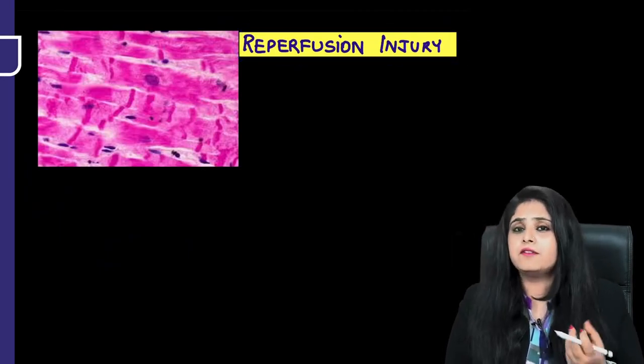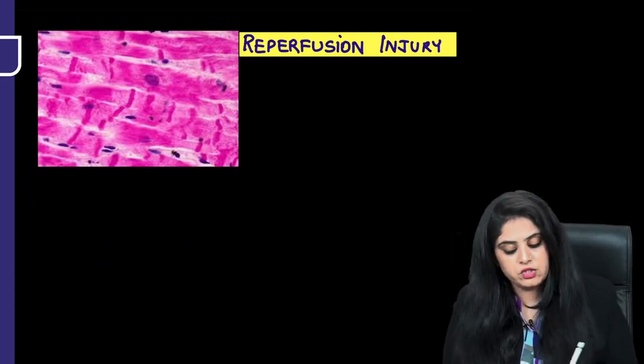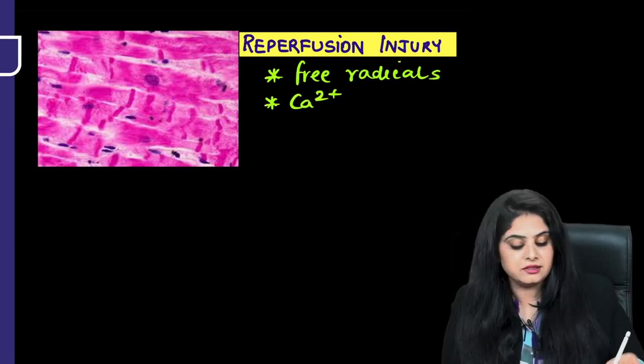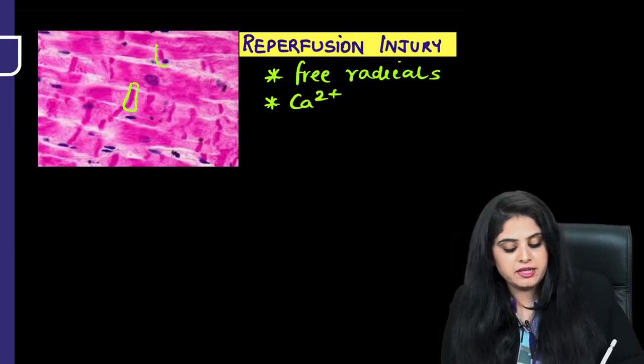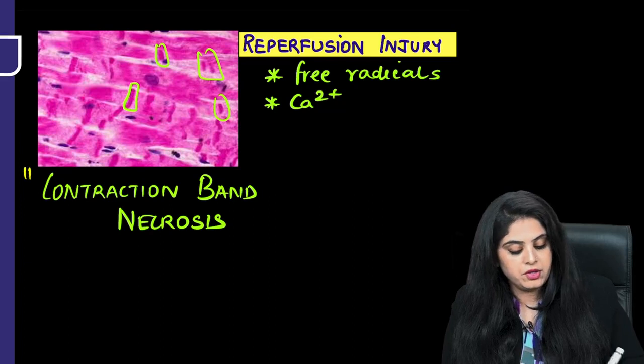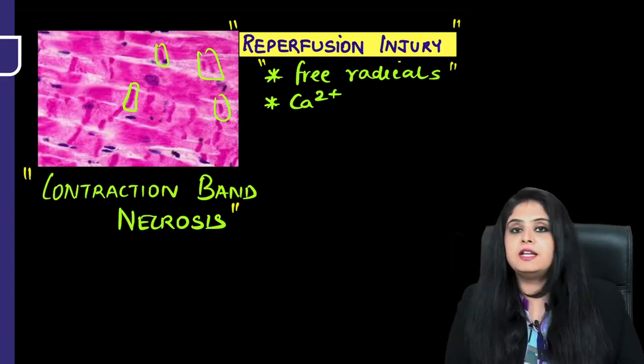Another thing that can happen in MI is something known as reperfusion injury. After you give therapy, after you do stenting, after you give thrombolytic therapy, something like reperfusion injury can occur. And the reason for reperfusion injury, as you will study in your course, is either free radicals or calcium, but more because of free radicals. And what are these that are formed? There are these bands that are formed over there, and those are referred to as contraction band necrosis. Very, very important. Contraction band necrosis is seen in reperfusion injury due to free radicals.